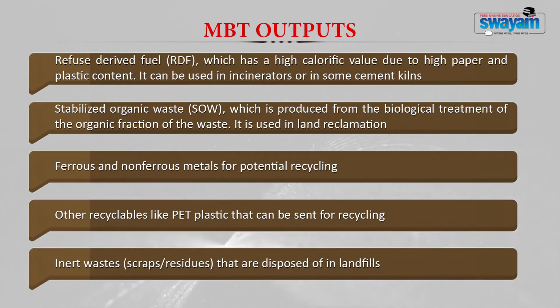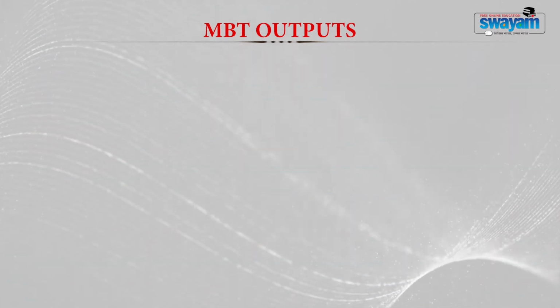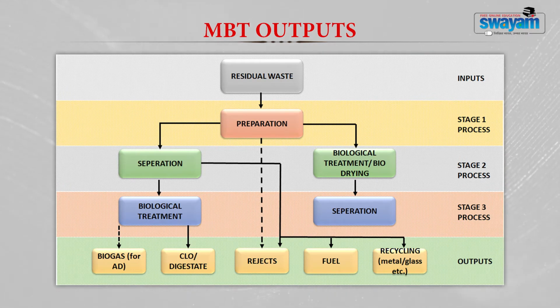Inert waste that is disposed of in landfill is also one of the outputs generated at the end of the MBT process. Now, this flow chart shows the MBT process. If you see, the municipal solid waste that is collected has to be prepared. After preparation, it will be subjected to segregation. Here, during the preparation phase, you can divert it. I will discuss each one in detail.